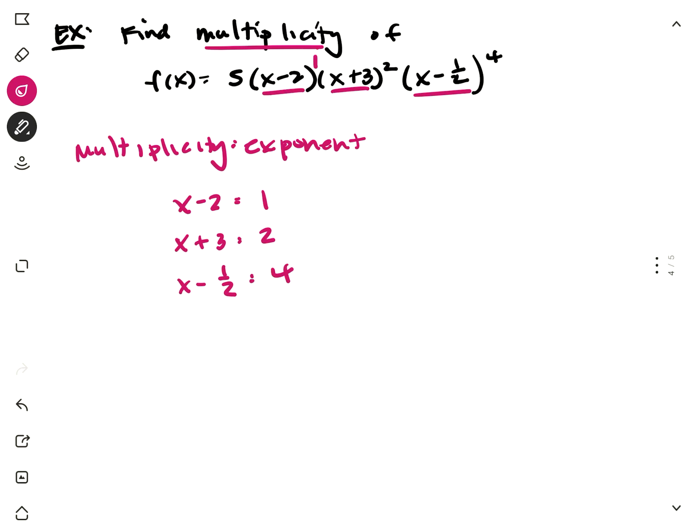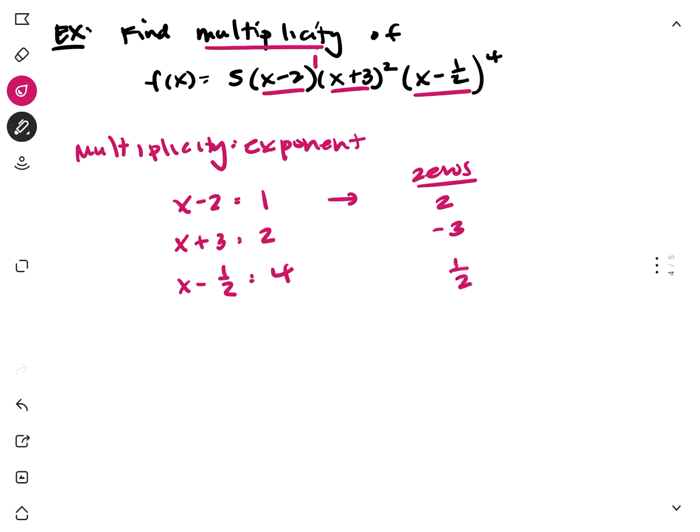Now what we're going to do is identify the zeros, right? So the zero here would be 2, because 2 minus 2 is 0. It would be negative 3 for the next one, because negative 3 plus 3 is 0. And then it would be 1/2 for the last one, because 1/2 minus 1/2 is 0.